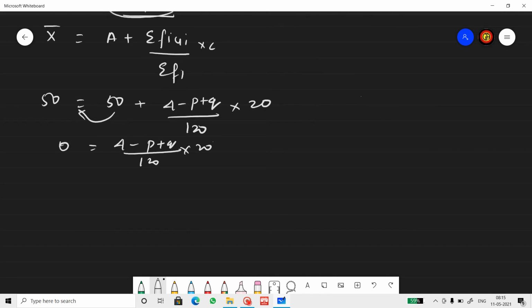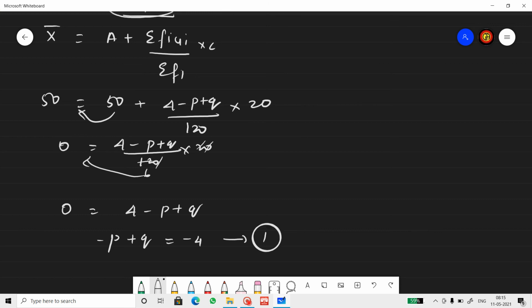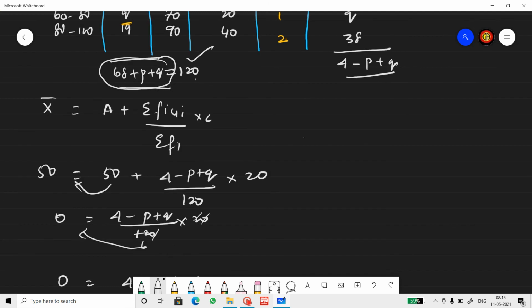With this, the 0 gets cancelled. 2 and 120, 6 times. 6 goes to this side. 0 into 6 is 0. So you get 4 minus p plus q equal to 0. So let's take this as minus p plus q equals minus 4 as equation number 1. Now there are two missing variables, so we need one more equation, only then can we solve this, isn't it? Like we solve simultaneous equations.